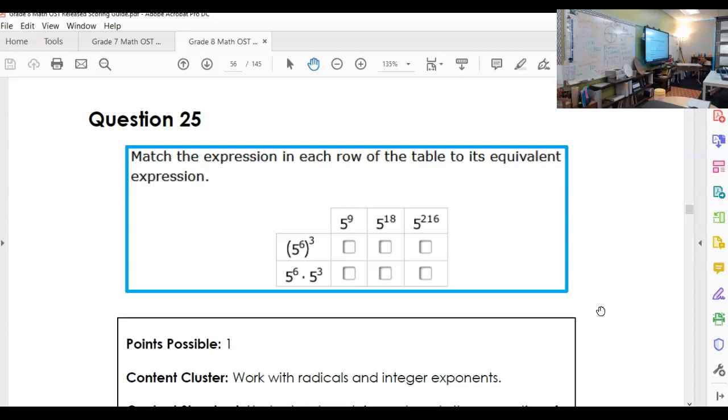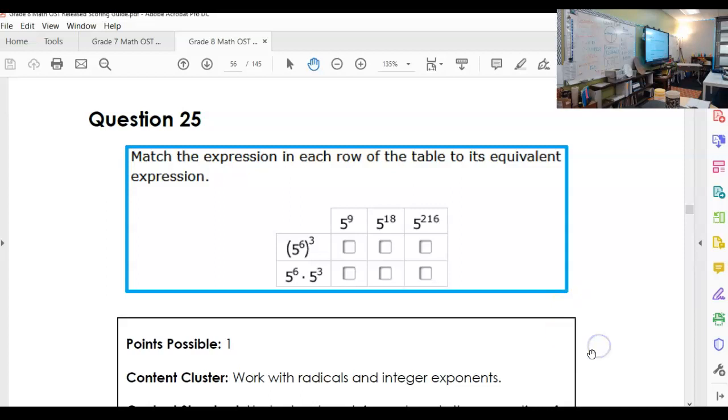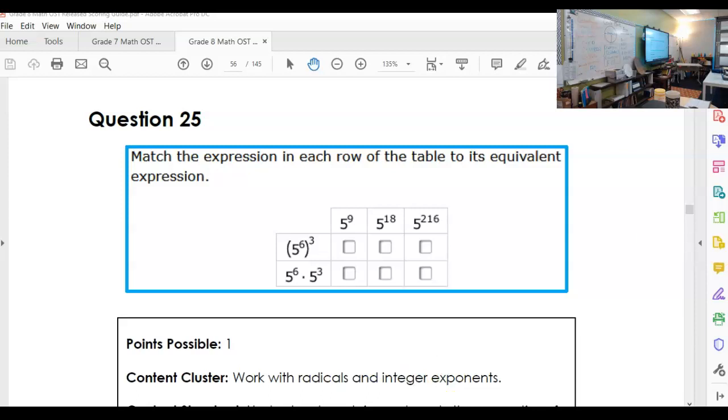All right, so match the expressions in the row with the table with its equivalent. And this is where if you want more exponent practice, go into Khan Academy. Search exponents. Do whatever you want. If we have a power times a power, I'm going to skip down to the second one here, and I'm going to snapshot it so I can write on things. Guys, again, like scientific notation, you could write this out in its standard form. 5 to the 6th is 5 times 5 times 5 times 5 times 5 times 5. 5 to the 3rd is 5 times 5 times 5. So how many 5s do we actually have in total there?